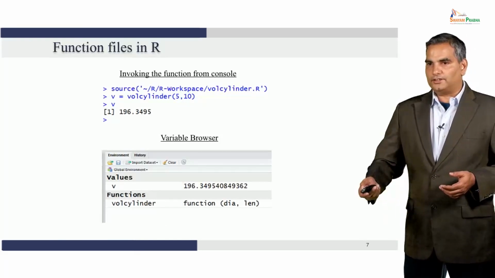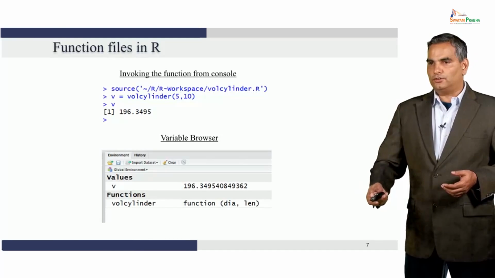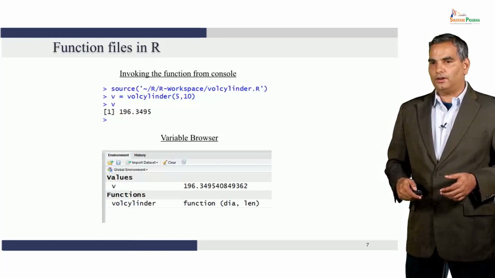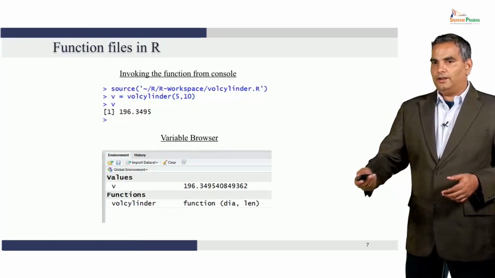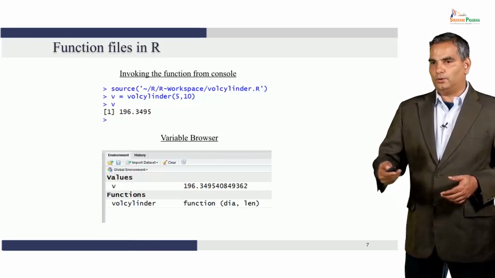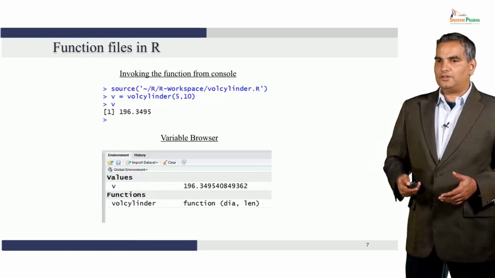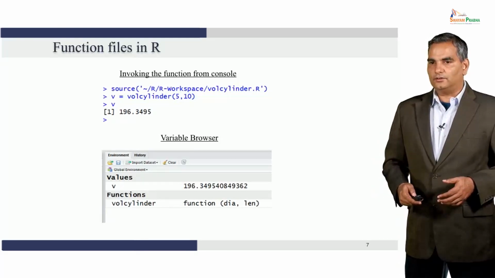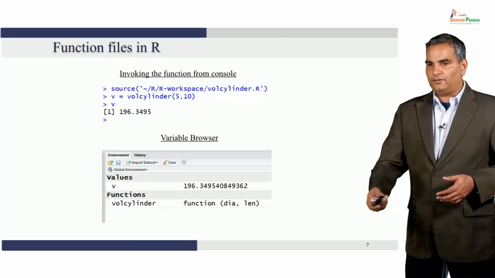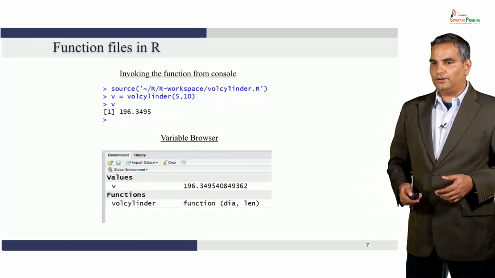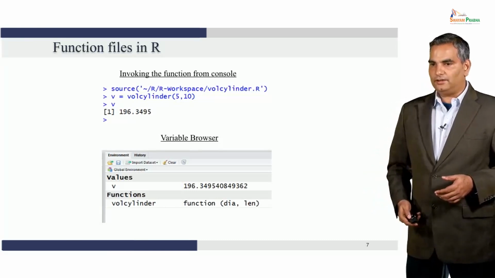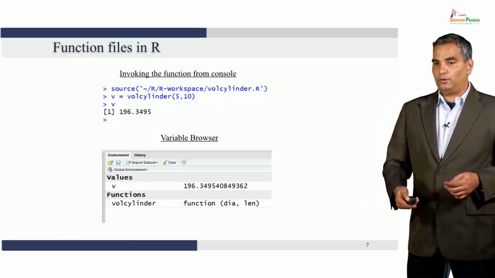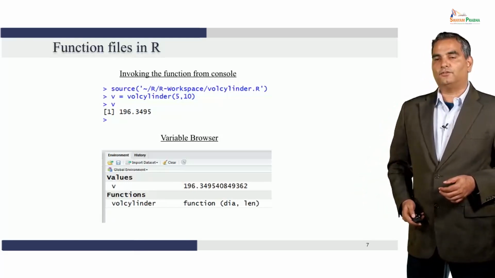Invoking the function from the console, first we source, basically we load the function, and then let's say v, which is what we're going to call the volume that we're calculating, and I'm going to call the function volume cylinder with two arguments, 5 and 10. In this case, I'm saying the diameter of the cylinder is 5 and the length of the cylinder is 10, and you get the result 196.3495. If you go to the environment window, you would see that you have v as the volume of the cylinder that is calculated, and you would also see the function volume cylinder that you have loaded for doing this.